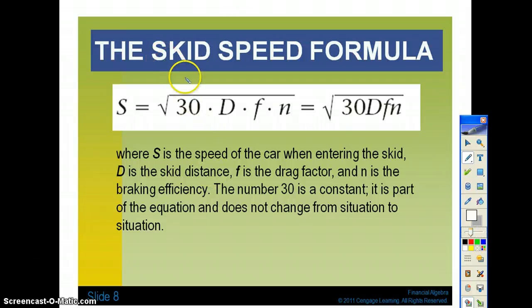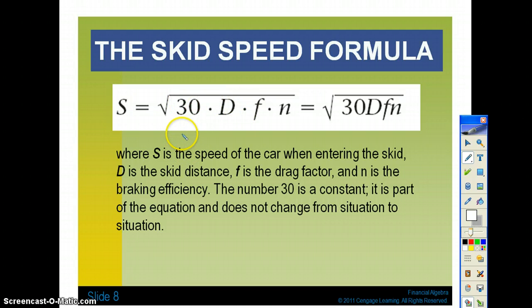All right, so let's look at the skid speed formula. Again, this is one of those formulas that I'll have on one of the big post-it notes. I think right now it's above my desk. But the skid speed formula, S equals the square root of 30 times D times F times N. In this formula, S is representing the speed that the car is traveling when you actually start your skid. So what you'll see in some of the examples is that the speed you were traveling can actually be calculated based on these other variables.